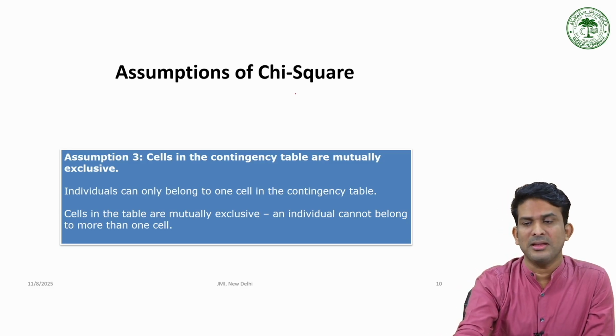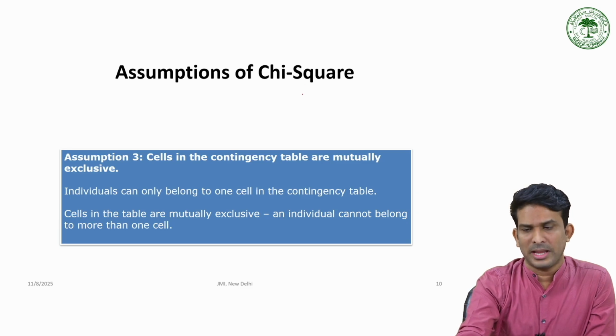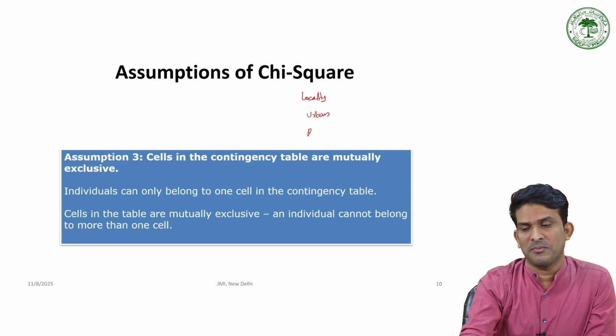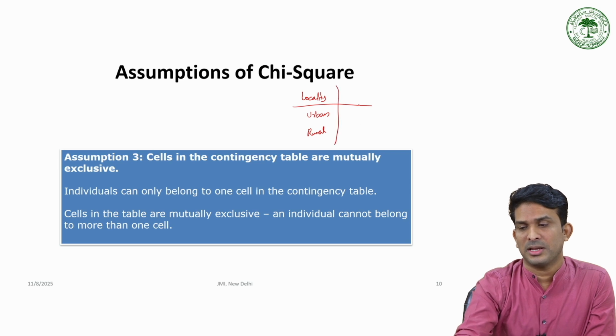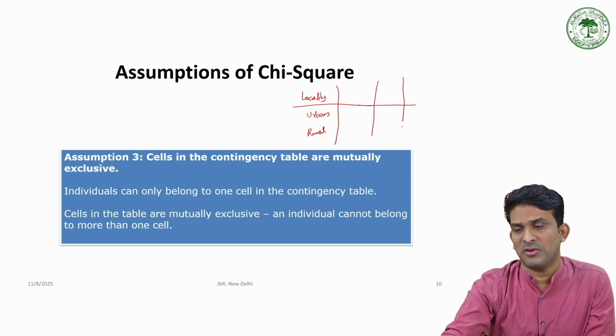The example we were having was against locality. We were talking about locality. What was the categorization we were having? Yeah, one is urban, the group of urban population. The other is the group of rural population, right? These are the two categories. What were the responses for us? We were having 3 categories of response.